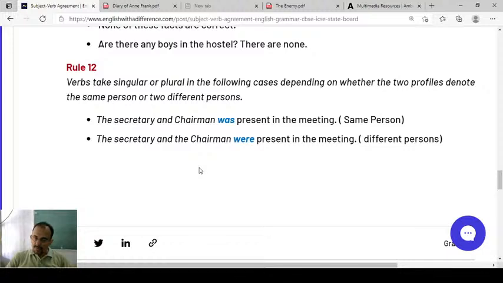So please do remember, whenever two profiles, meaning posts, like secretary is a profile and chairman is another profile, represent the same person, then the verb will be singular. Whenever two profiles represent different persons, then the verb will be plural.